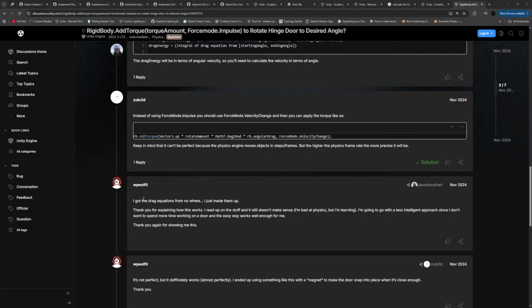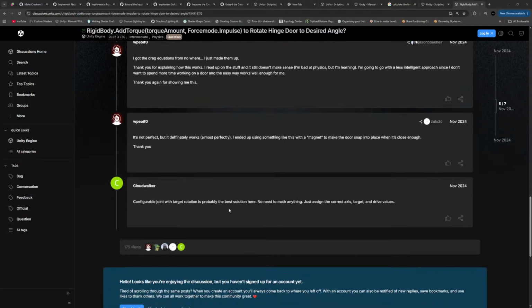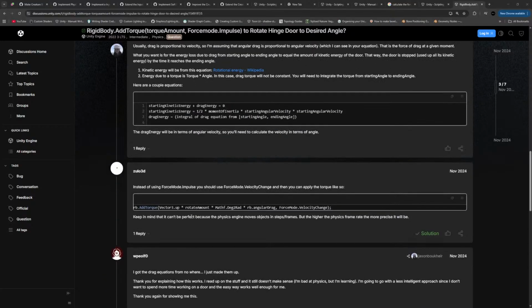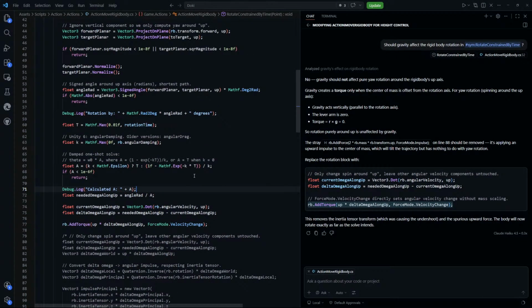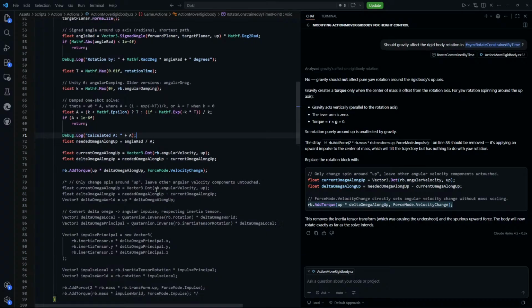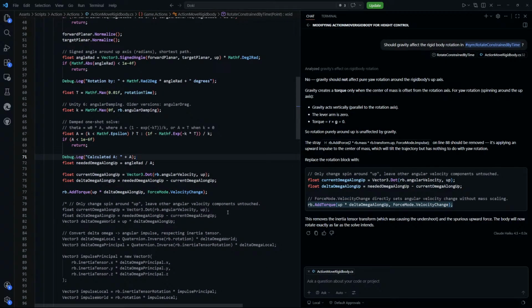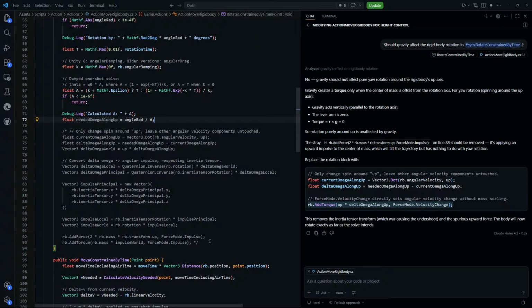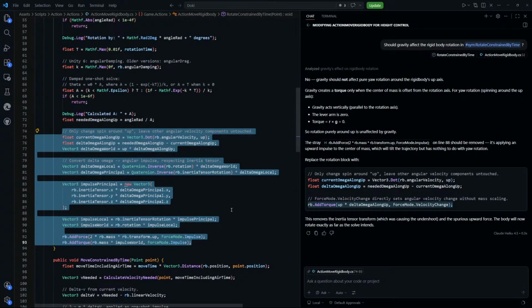I got the drag equations from nowhere, just made them up. Okay. I want to see what kind of result something like this gives us. I mean, it's way simpler than what we got going on right now. So let's do this. Back to this one.